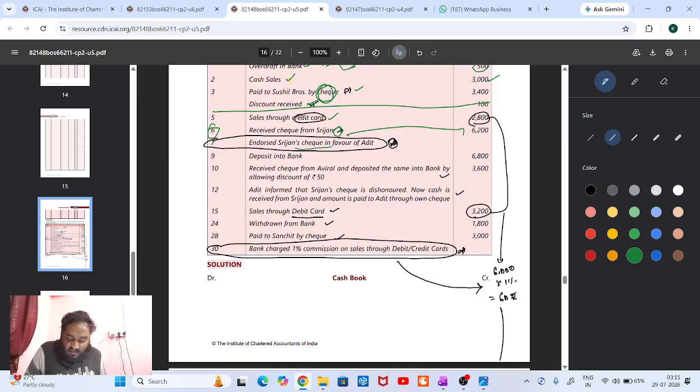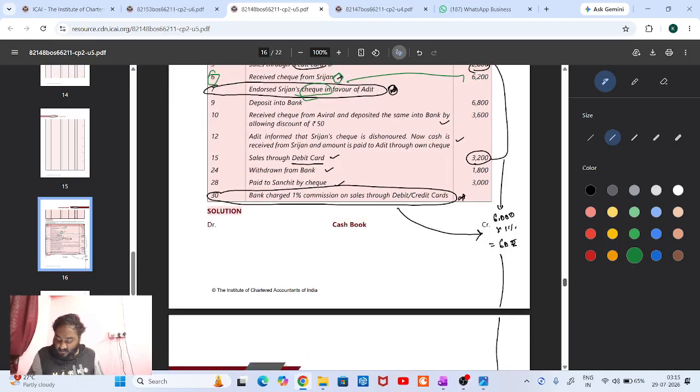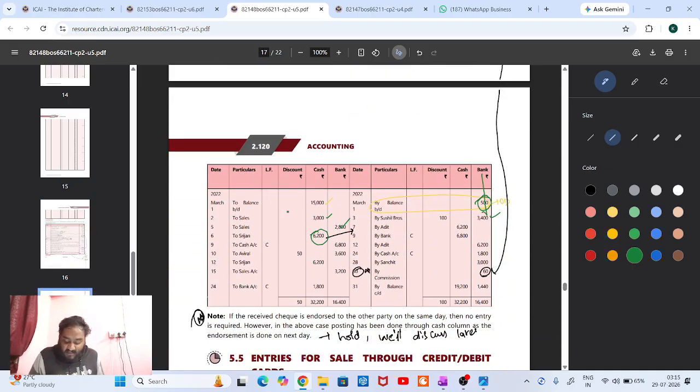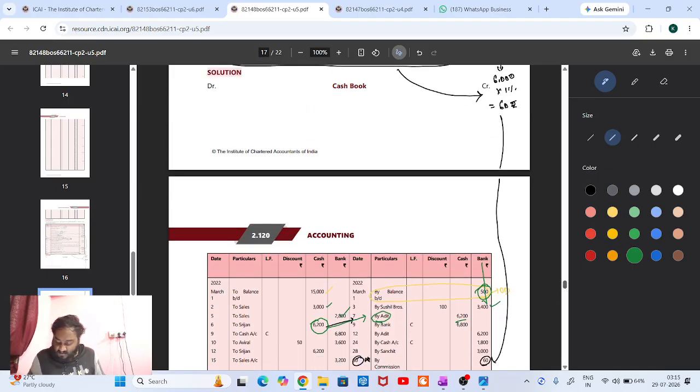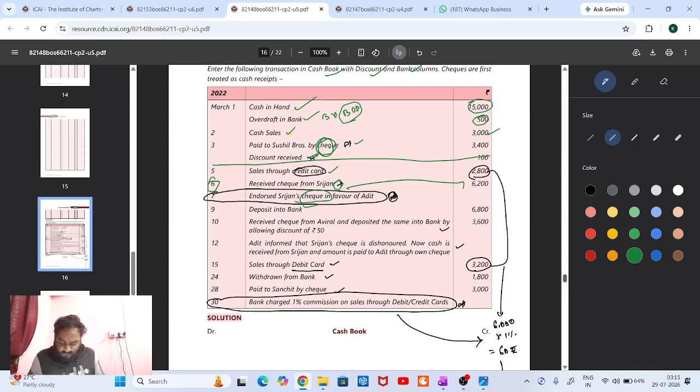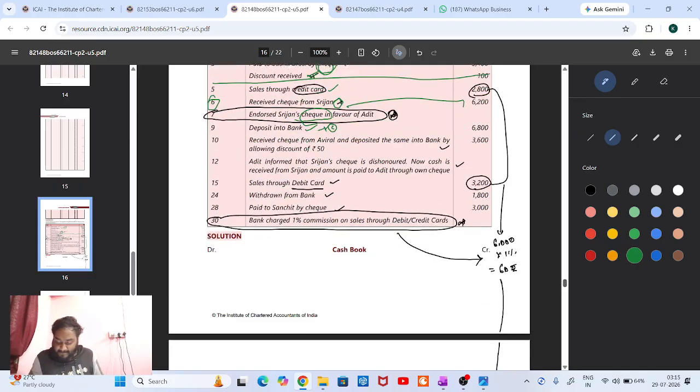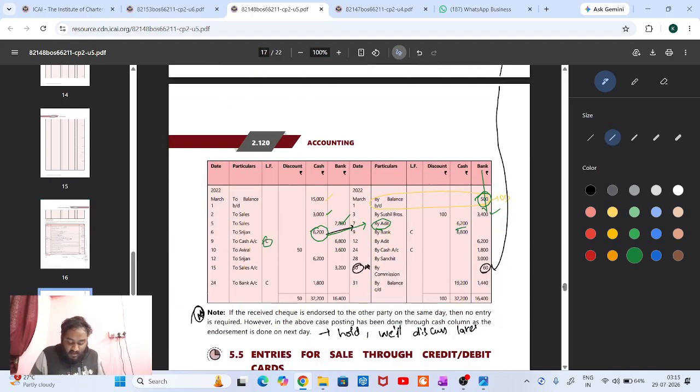Endorsed Srijan's check in favor of audit. Wherever there is an endorsement, just transfer that to the other account, and in the cash book, of course. Received, deposited in bank, which is a contra entry. Deposited cash to cash account. Bank balance increases, by bank account. Cash balance decreases.